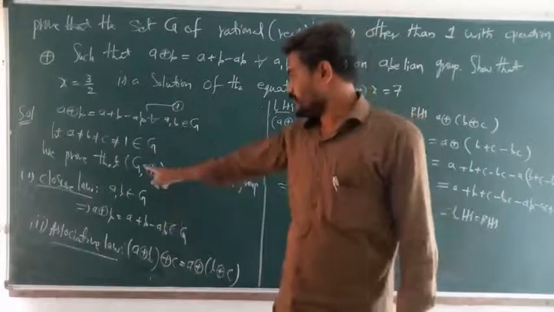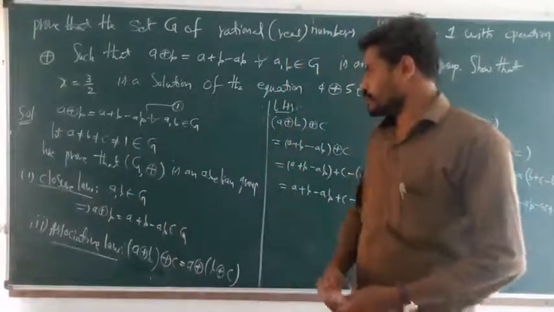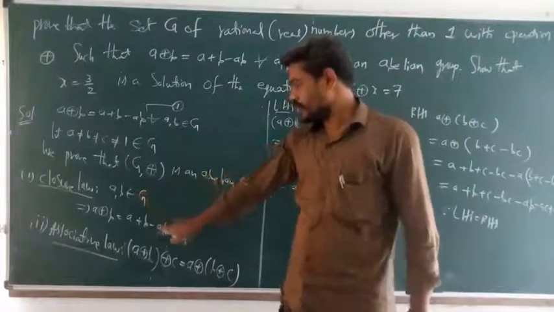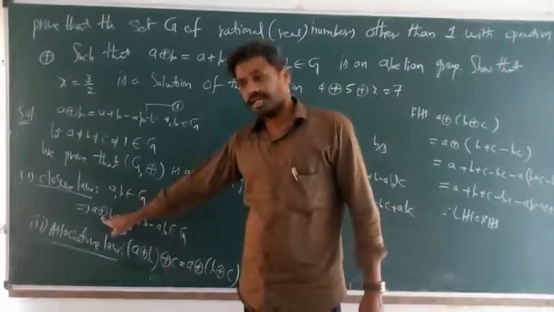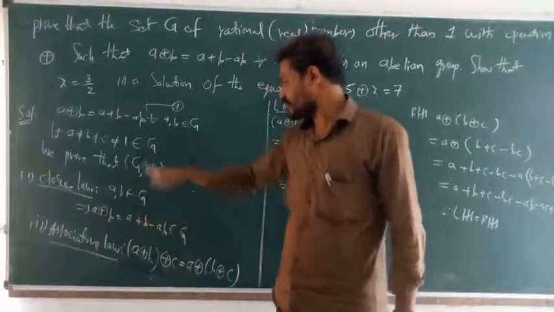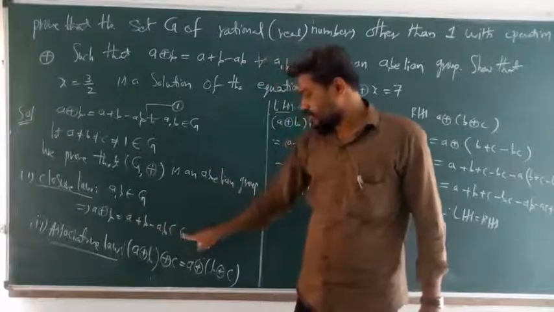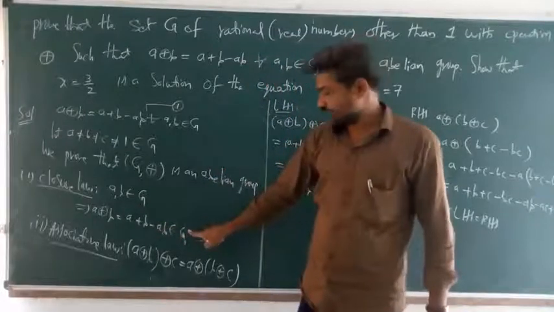So G is a non-empty set and all elements are real numbers or rational numbers. First, the closure law: A, B belongs to G. So what is the binary operation? Direct sum. So what is the closure law? A direct sum B equals, by the given condition, A plus B minus AB. Any value can be substituted in this condition, that is, real numbers or rational numbers in the set G.